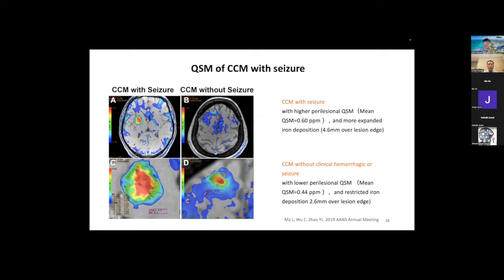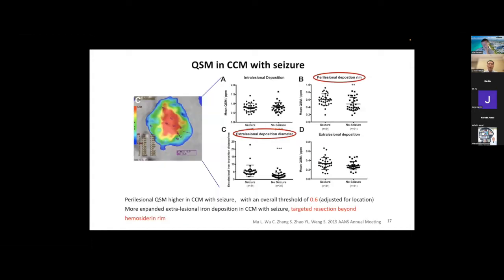In patients with seizure, like the case on the left, we observed a higher QSM value in this paralesional area and a larger area of abnormal QSM beyond the hemosiderin ring. And the right case is just a reference without seizure history when we performed the QSM. Then we quantified and compared all the other cases. A cutoff of 0.6 for the paralesional ring is proposed after we adjust for the CCM location, because some parts of the brain might be sensitive while others might be insensitive to the iron.